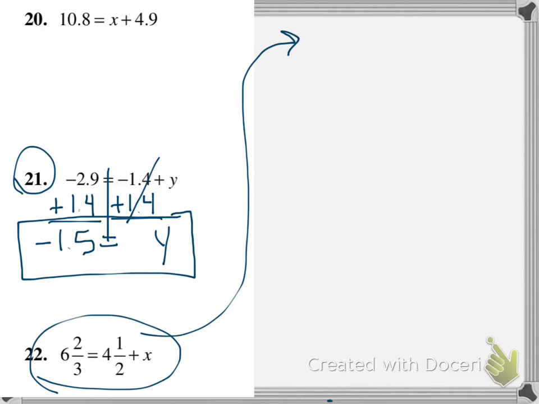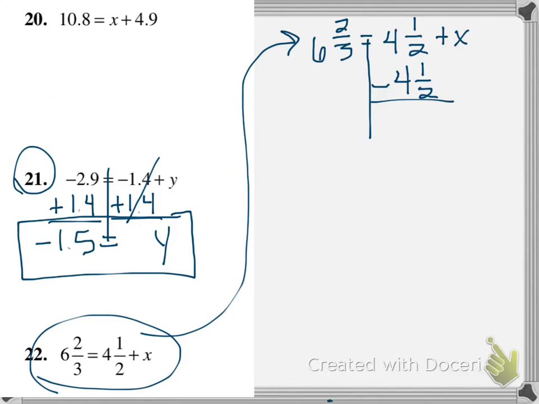Now let's look at this one that has a fraction in it. I'm going to move it up here so we have a little bit more room to work with. Decimals, fractions, integers, it doesn't matter. You're still going to be doing the same process. So 6 2/3 equals 4 1/2 plus x. I like to draw my line. I'm going to get x by itself. So I have that positive 4 1/2, so I'm going to have to subtract 4 1/2 from both sides.